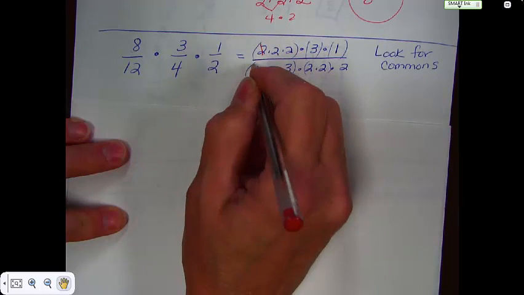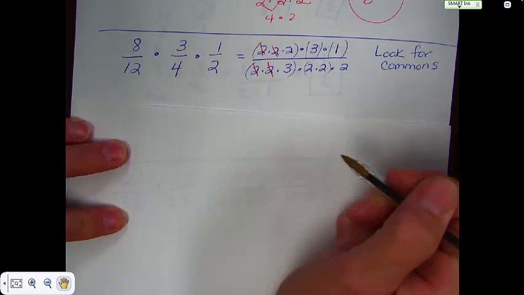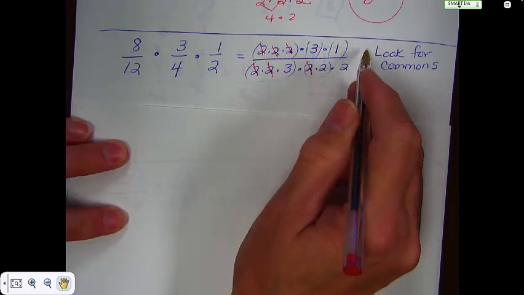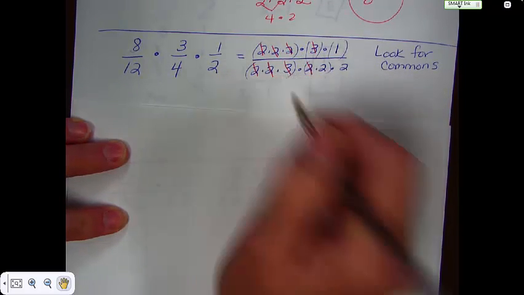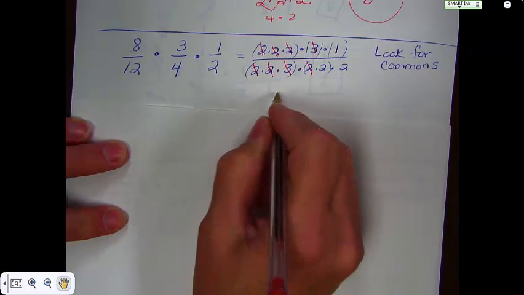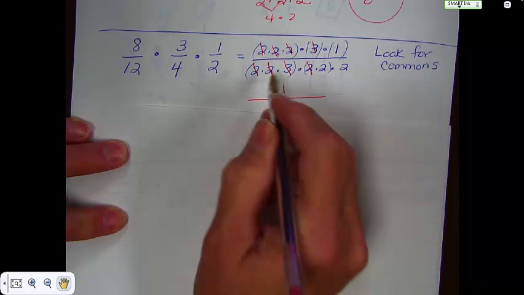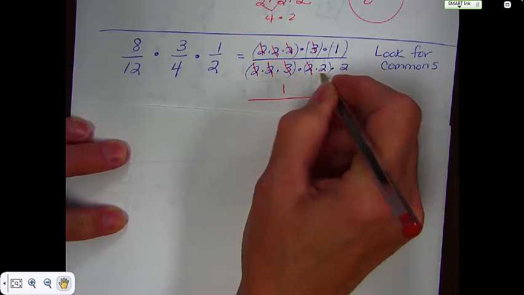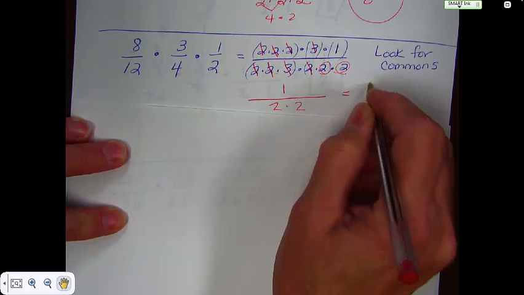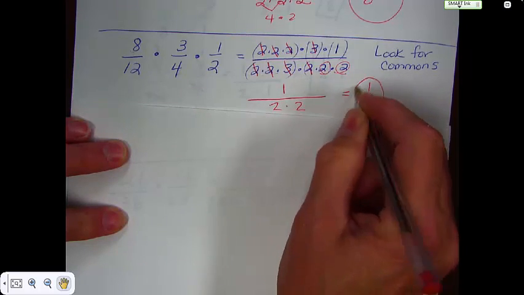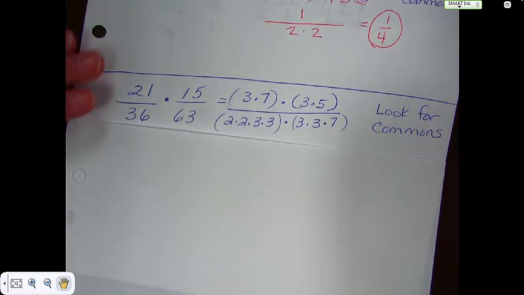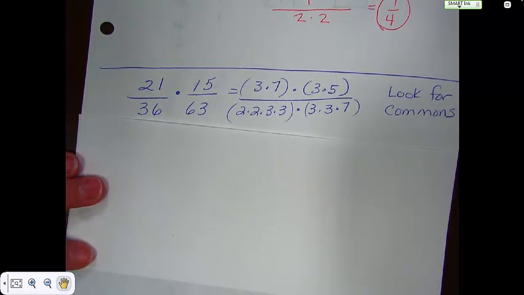Got a 2 on the top, 2 on the bottom, 2 on the top, 2 on the bottom, 2 on the top, another 2 on the bottom. No more 2's. We got a 3 on the top, 3 on the bottom. And that about eliminates it, doesn't it? We got 1 left on the top. We can put a 1 here. And we have a 2 here and a 2 there. So 2 times 2, guess what? The answer is 1/4. That is just so slick. It goes so fast. Okay, and here's another one that we can look at.